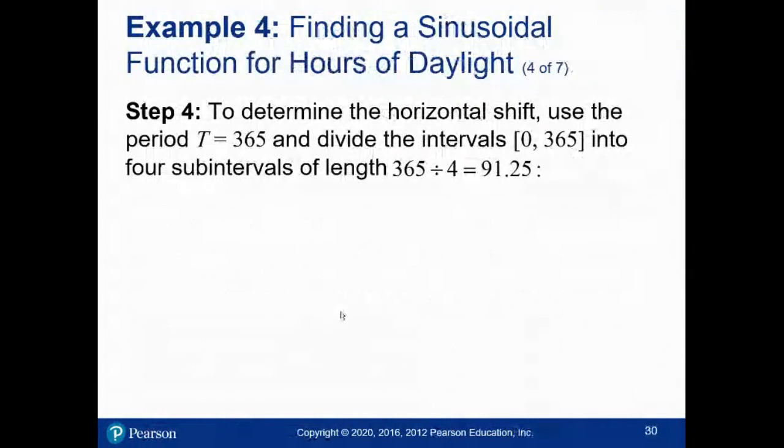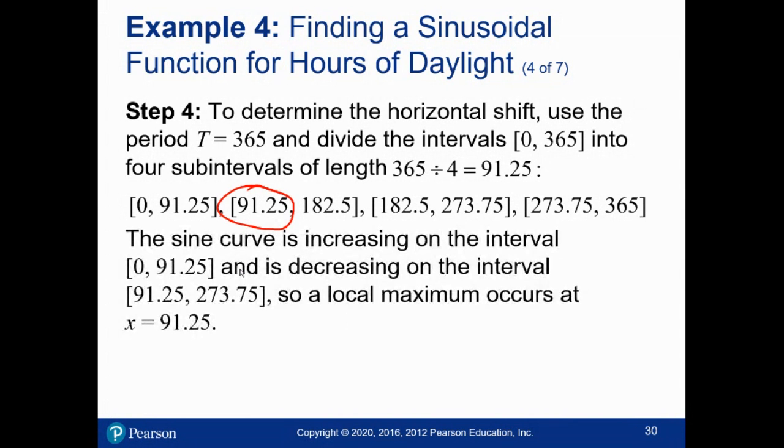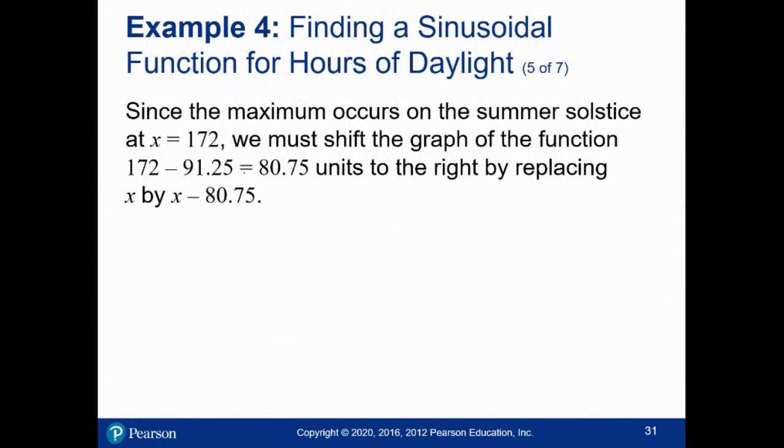Okay. All we have left to do is determine the horizontal shift. Normally, we would expect the maximum to occur at 1/4 period in. However, the longest length sunlight is the summer solstice. But the summer solstice is at day 172. It's June 21st. This is 172 days into the year.